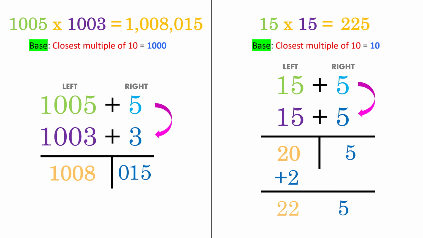Oh, and the previous answer was 1,008,015, in case I forgot to say that. So those are the 3 scenarios: carrying, adding a 0, and the normal go-to way.